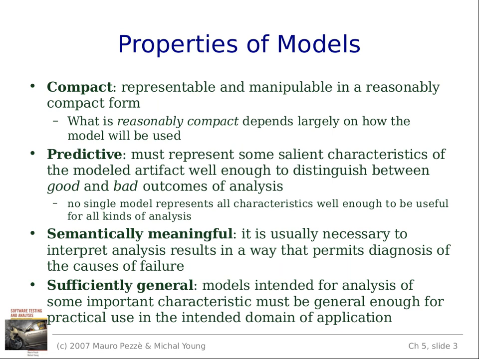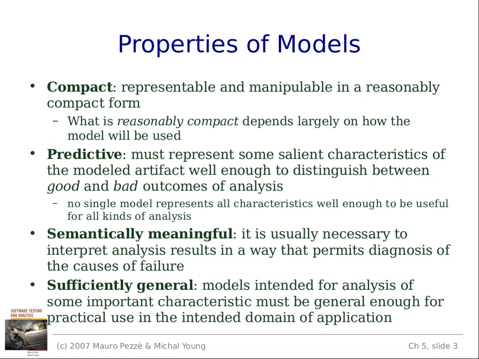All right, some properties of these models. Hopefully this is intuitive, but we'll go through it. First off, you want your model to be small. You don't want your model to be more complex than the actual thing, because if it was more complex, you'd just build it. So you want your model to be compact and small, something that you can build quickly and actually get something from. You want it to be predictive.